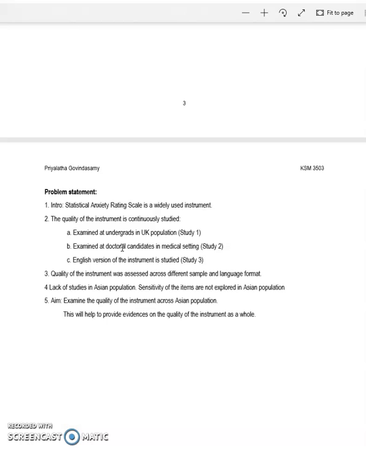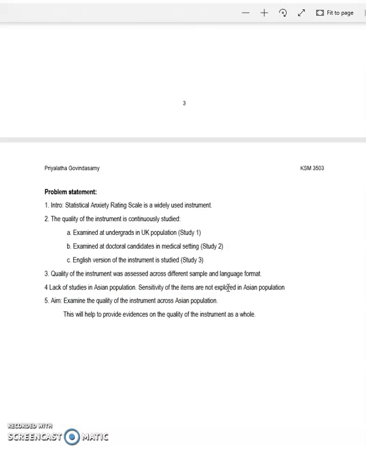So from all the studies, I make a conclusion, which is my third point. Quality of the instrument was assessed across different samples and language formats. So this is the conclusion of all the evidences supporting the quality of the instrument. And what we found is that there is a lack of studies in Asian populations. The sensitivity of the items is not explored in Asian populations.